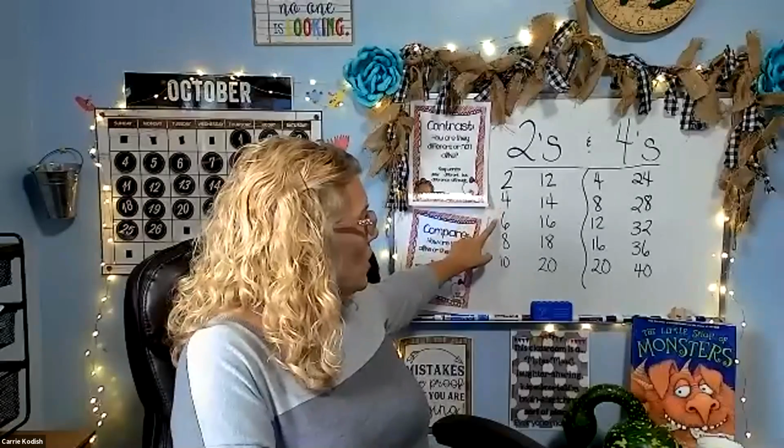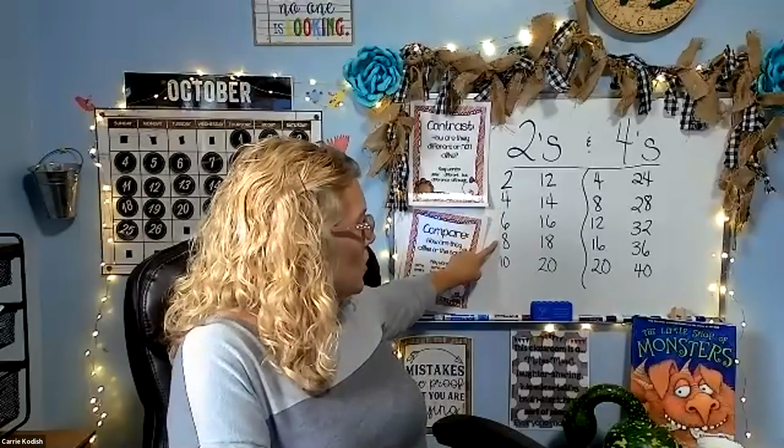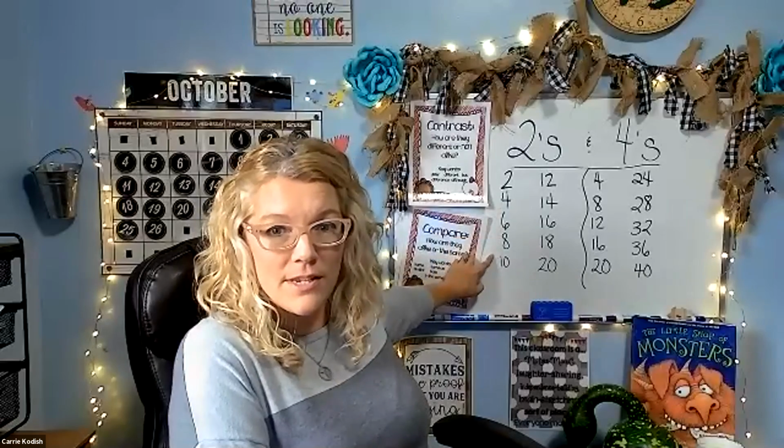So you'll notice the difference between these numbers is 2. 2 plus 2 is 4. 4 plus 2 more is 6. 6 plus 2 more is 8. 8 plus 2 more is 10. And so on. And these are all even numbers. So anything you multiply by 2 will be an even number.